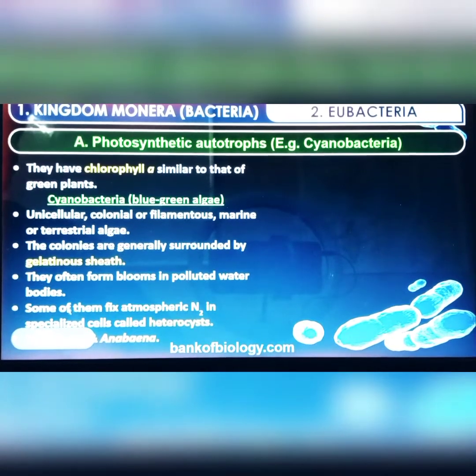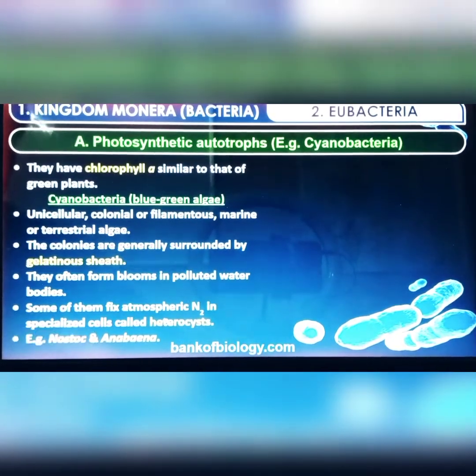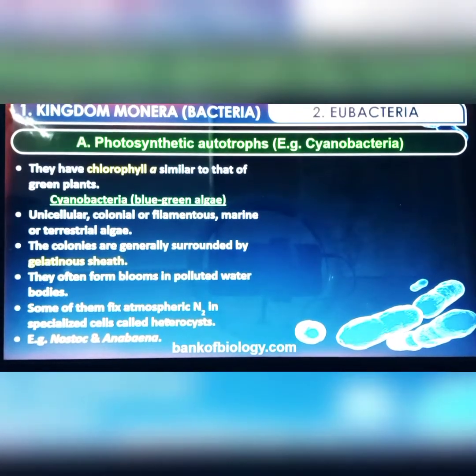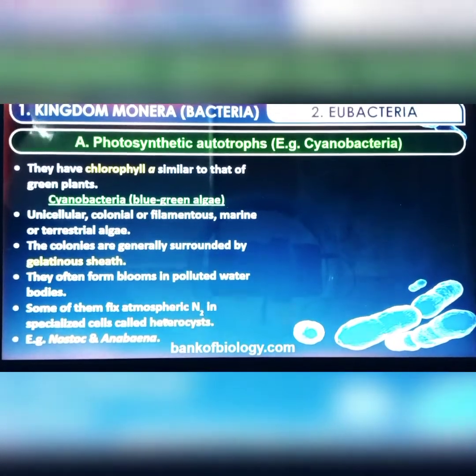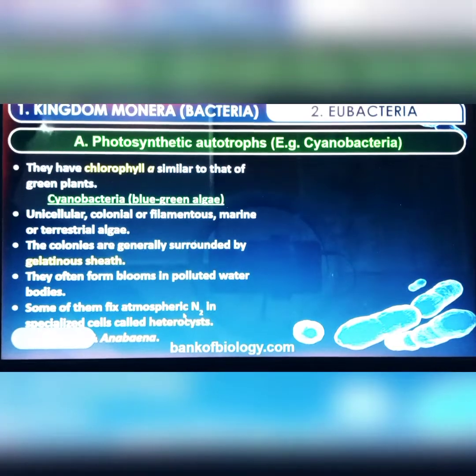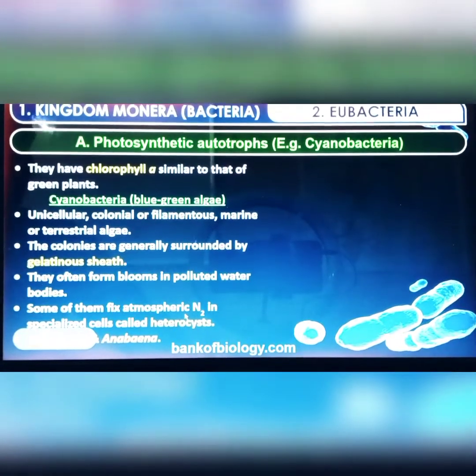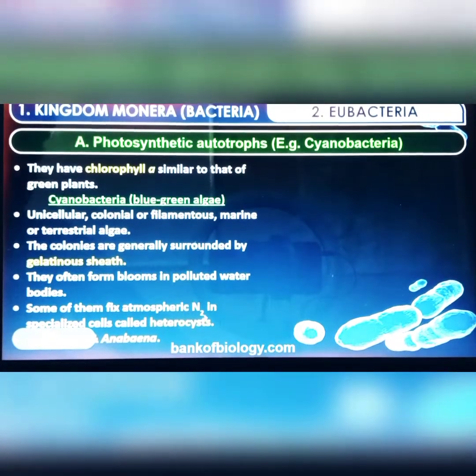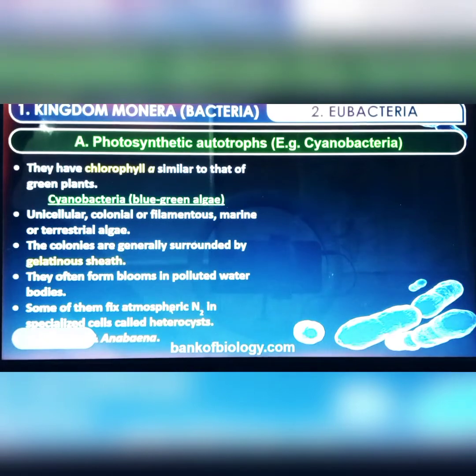Okay, and the next point, some of them fix atmospheric N2 in specialized cells called heterocysts. Heterocyst is a very separated part, and it has some special property. It can fix the nitrogen directly from the atmosphere. And this kind of organisms are known as Nostoc and Anabaena.